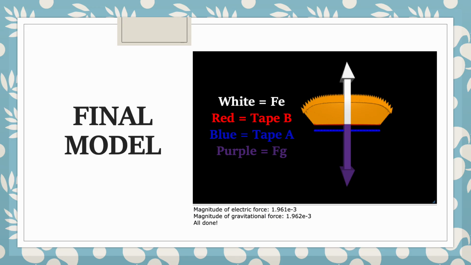Here is the final model, with the white arrow representing the electric force, the red and the blue representing the line of charges on the tape, and the purple representing the gravitational force. As assumed, the magnitude of the electric force and the gravitational force is the same at 1.961 times 10 to the negative third.